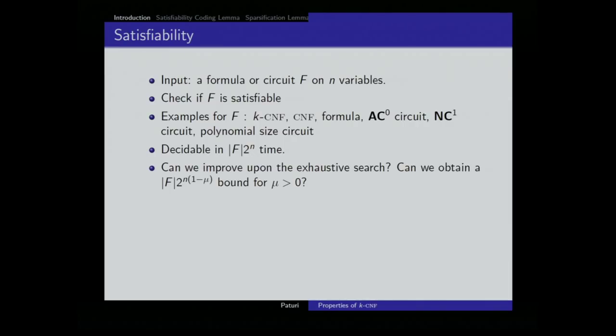The goal is to see whether we can improve upon this exhaustive search. Can we obtain savings over the brute force method? One way to express the complexity is the size of the formula times 2 to the n times some factor. That factor, let's call it 1 minus mu, and mu is the savings that we can get over the exhaustive search.